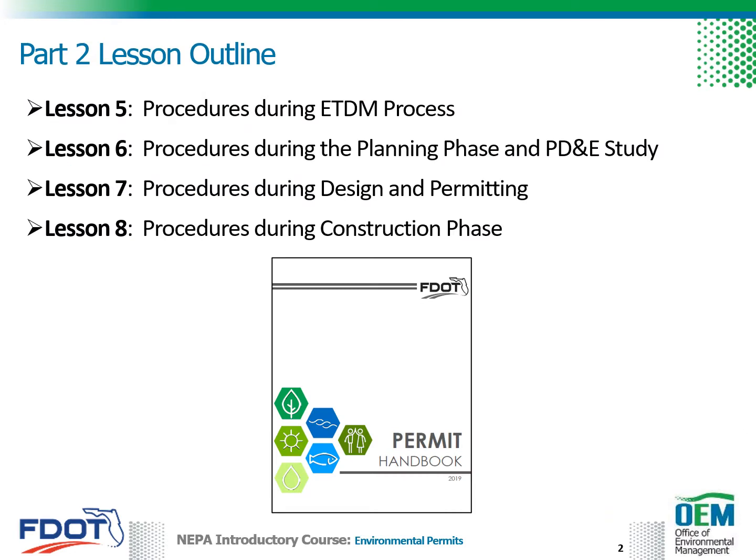Part 2 of this training includes 4 lessons that build on the overview of environmental permitting found in Part 1. In Part 1, we went through the first 4 lessons. In Lesson 5, we will discuss procedures during the efficient transportation decision-making process. In Lesson 6, we will discuss procedures during the planning phase and project development and environment study. In Lesson 7, we will discuss procedures during the design and permitting phase. And in Lesson 8, we will discuss procedures during the construction phase.